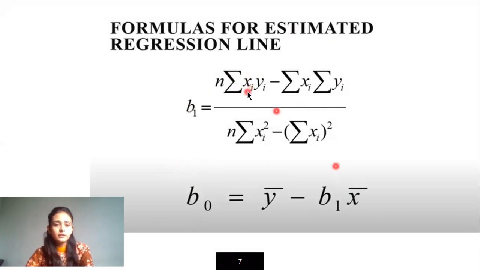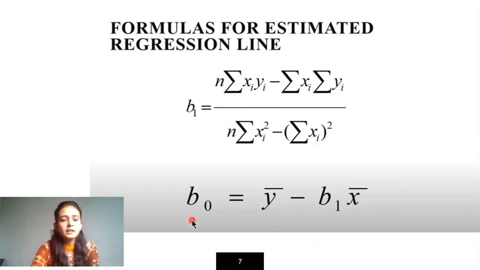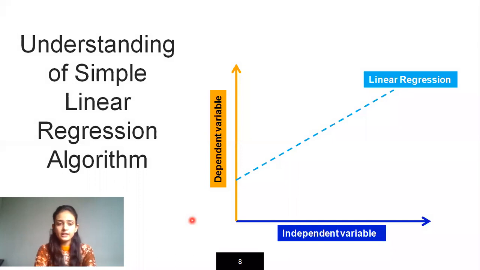You will have the different values of x and y, so you can put all the values in and you will get the value of b1 easily. Once you find b1, then with the mean of y, the mean of x, and b1 with you, you can find b0. So like this we can perform different analyses. But over here, let's see simple linear regression with the help of a data set.